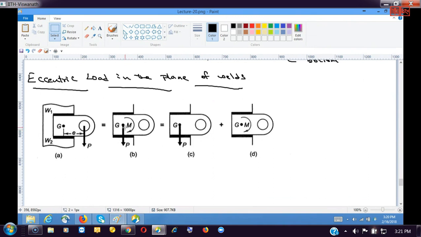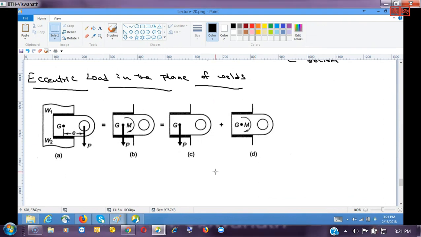This is further considered as a superposition, that is, the stresses coming from only the axial load and the stresses coming from the moment. The stresses coming from the load are called primary and the stresses coming from the moment are called secondary in nature. So this will give primary shear stress and this will give secondary shear stress. The net shear stress is the resultant of both. So this is how we are going to solve this problem.